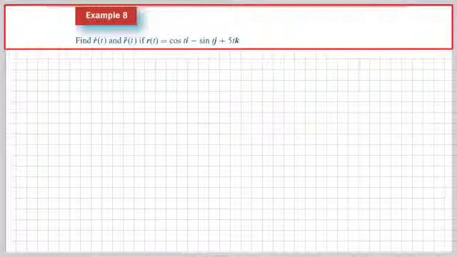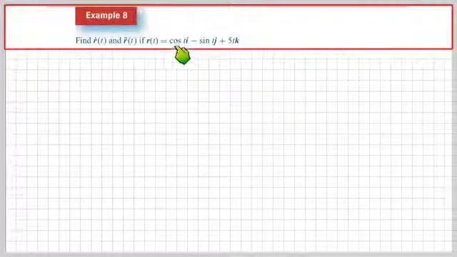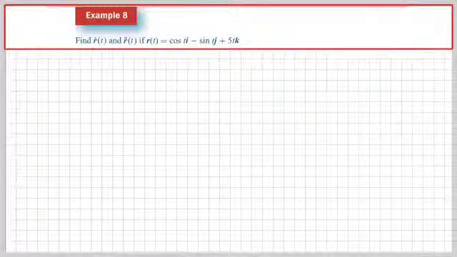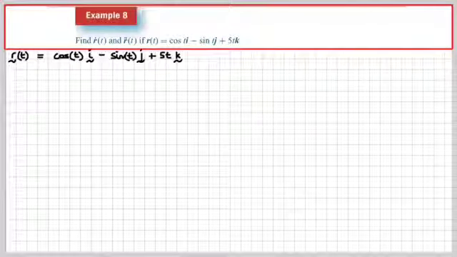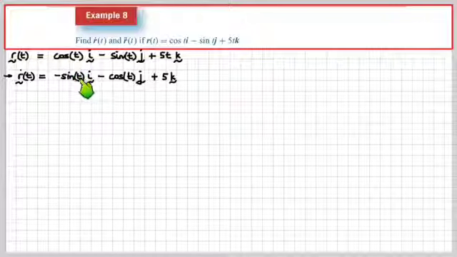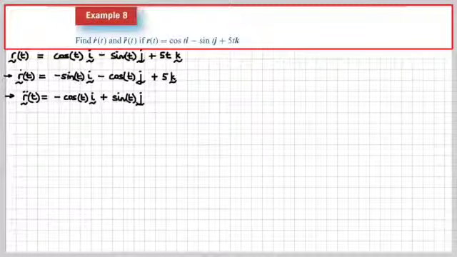Over to example 8. Similar, except we've got trigonometric functions here in the x and the y, okay? Same procedure though. Therefore, there's our position or displacement vector as a function of time. Take the derivative. Derivative of cos is minus sine. Derivative of sine is cos. Hence we get that. Derivative of 5t is 5. Therefore, there is our velocity vector function as a function of time.